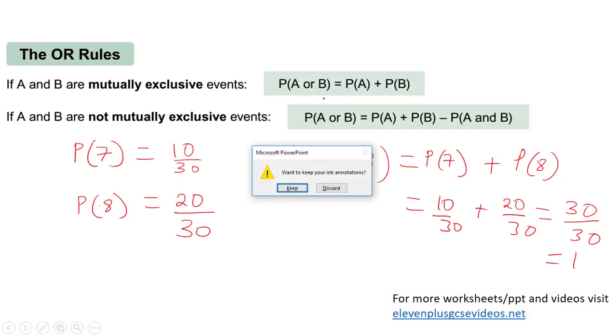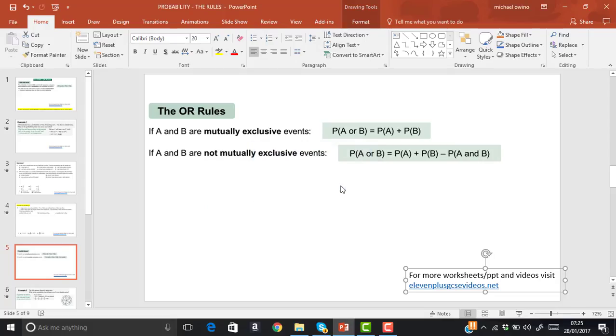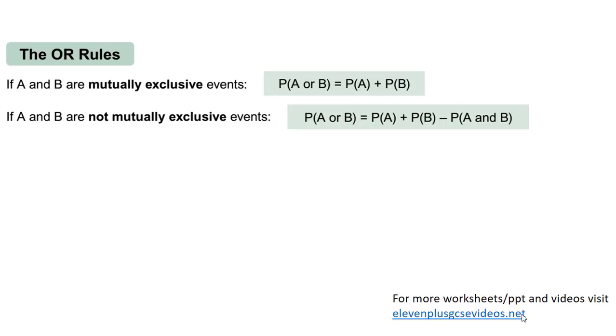Okay. Now, what about if the two events you're talking about are not mutually exclusive, which means that they can happen at the same time? Say, for example, in a class I've got students who are doing English, being 10, and students who are doing, say, Spanish, being 5.